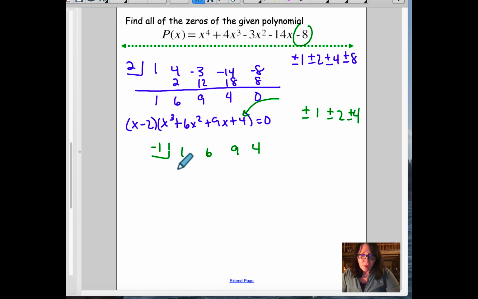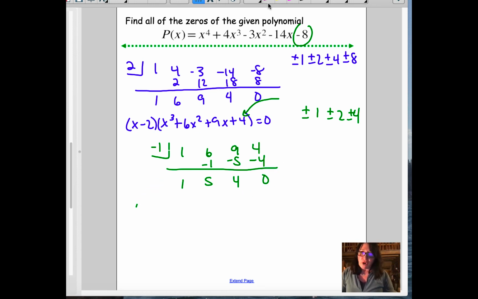So try negative 1, and I add down, I get 1, negative 1. 6 minus 1 is 5. 5 times negative 1 is negative 5. 9 minus 5 is 4. 4 times negative 1 is negative 4. I get 0. We have our second 0.